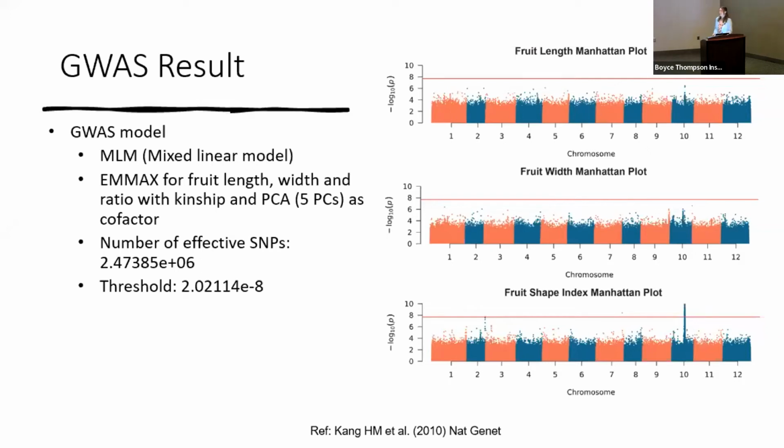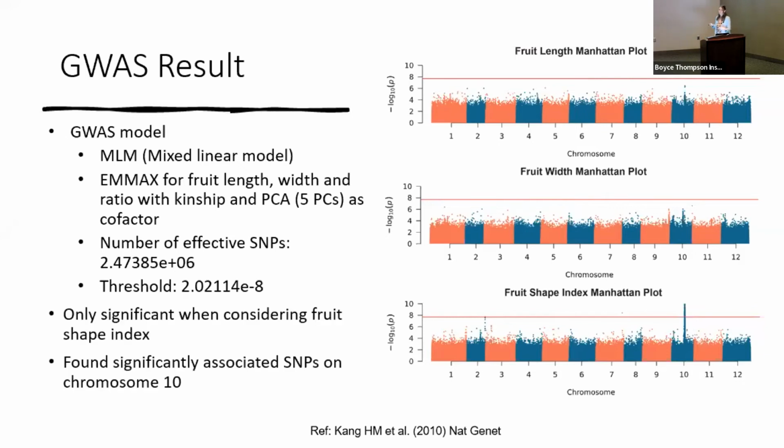So these are Manhattan plots. On the x-axis of all of these are the chromosome numbers, and on the y-axis are the negative log of the p-values that I got from running the mixed linear model. So from this, we can see that there's only any significant SNPs when we're looking at this bottom plot, which is the fruit shape index. So we found the most significantly associated SNPs on chromosome 10.